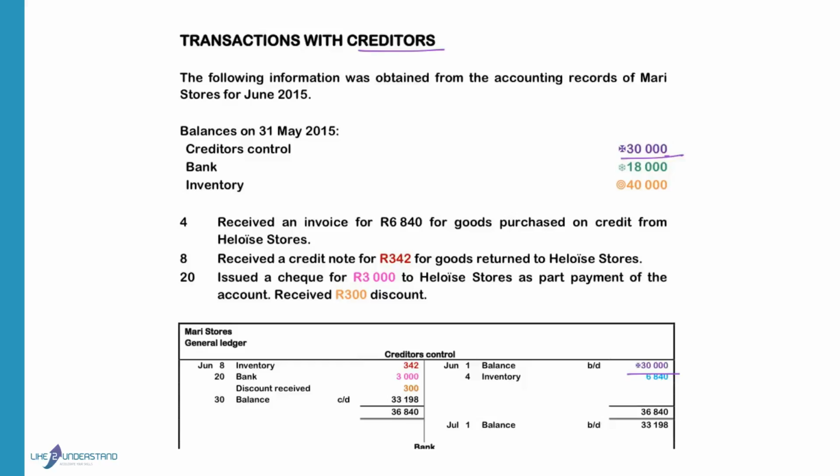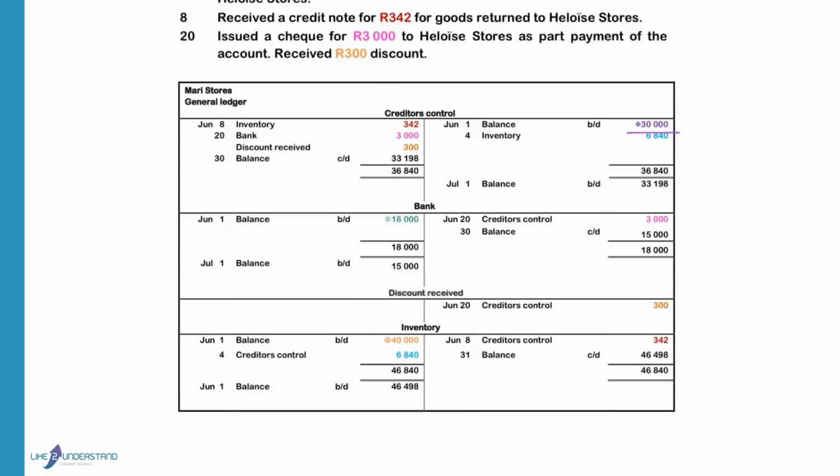Receive an invoice for 6840 for goods purchased on credit. If we buy on credit, we owe more money to the creditors and my inventory will increase. The inventory account is debited with 6840 to increase assets on the debit side. The creditors control is credited because liabilities increase on the credit side.